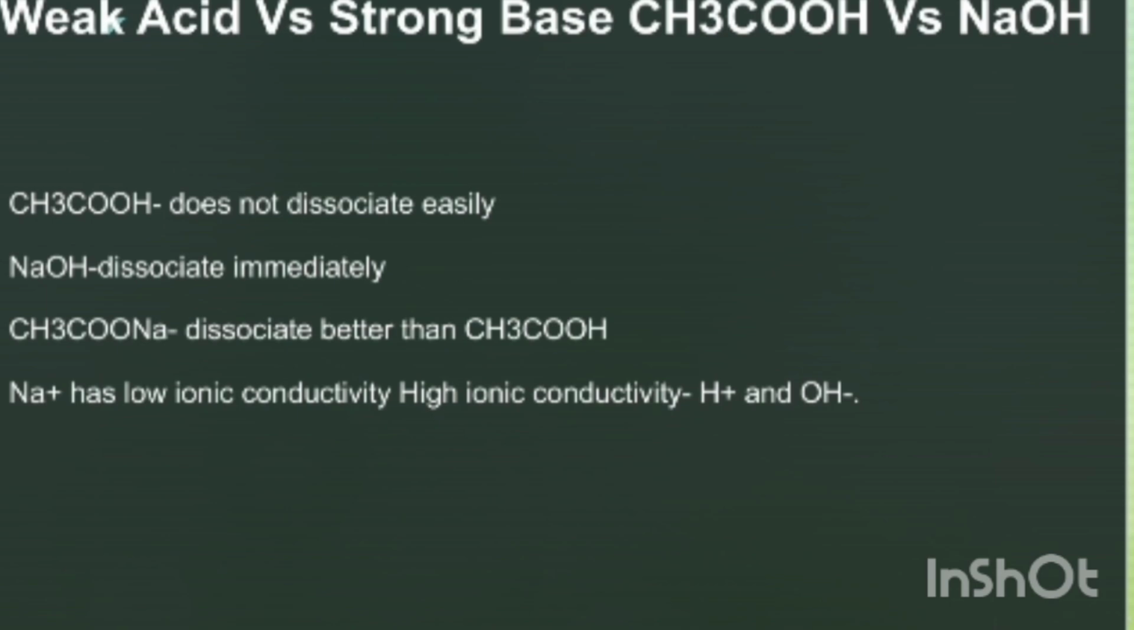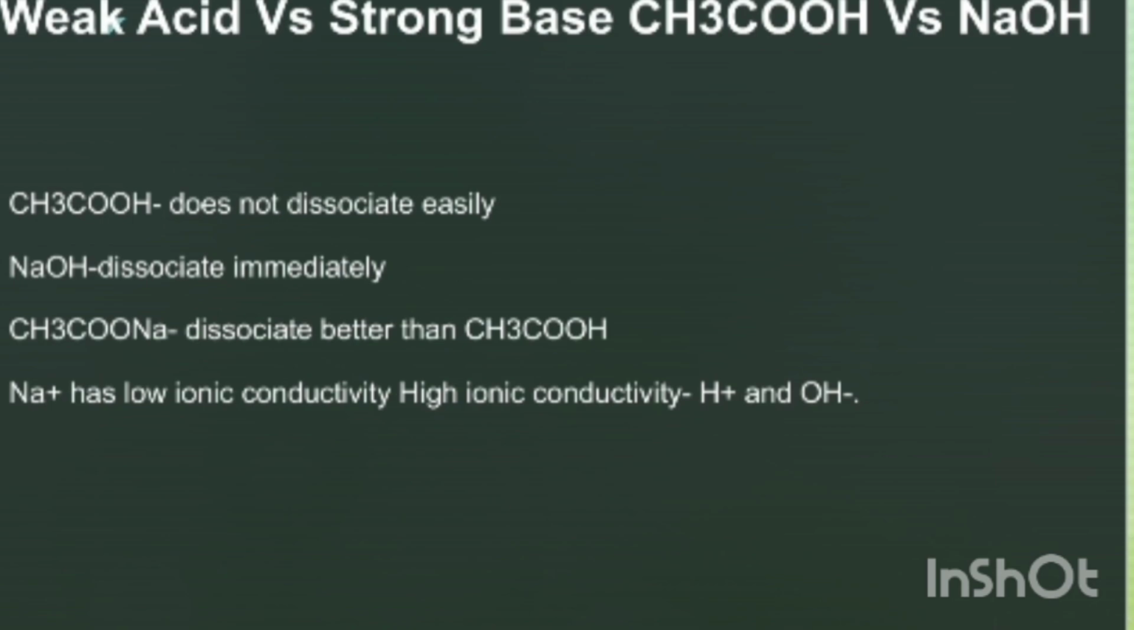As sodium hydroxide is added to acetic acid, it forms sodium acetate. CH3COONa dissociates better than acetic acid CH3COOH, so we can again represent it as ions. Na+ has low ionic conductivity, a slow moving ion, so it contributes less conductance, while H+ and OH- ions have high ionic conductivity. Before we start the titration, only acetic acid is present in the solution. Acetic acid does not dissociate easily, but it dissociates to some extent, so we start with a low value.